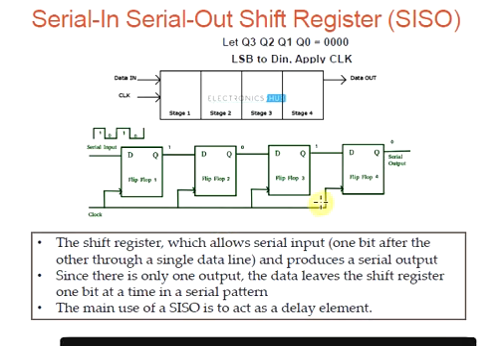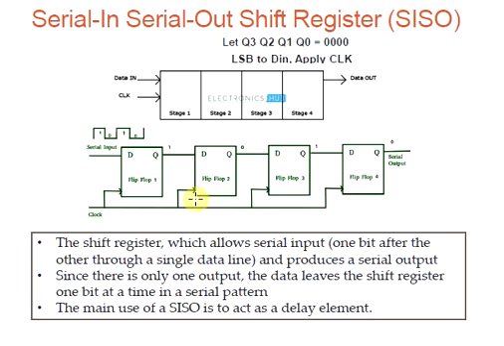The shift registers allow serial input, that is one bit of information after the other, and produce a serial output. Since there is only one output, the data leaves the shift register one bit at a time in a serial pattern. One application of this is as a delay element, which can be used as a temporary data storage device, but the main application of this one is in the delay element application.